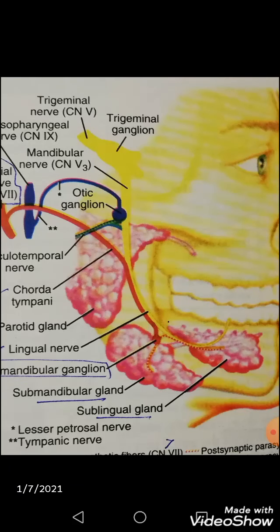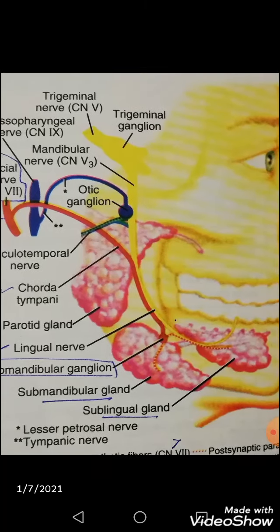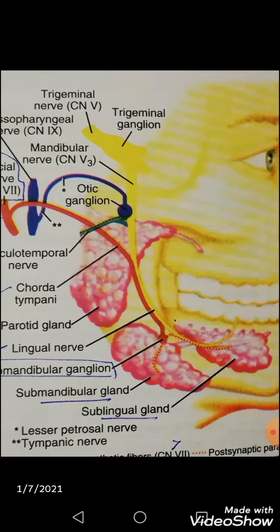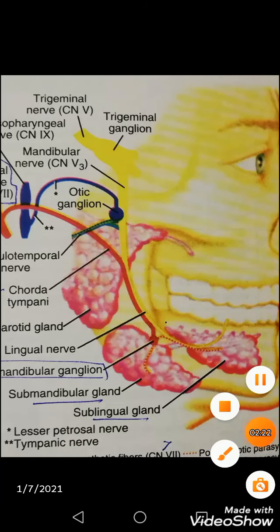Now you can see fibers from here, which are postganglionic, are supposed to reach the submandibular gland and the sublingual gland.